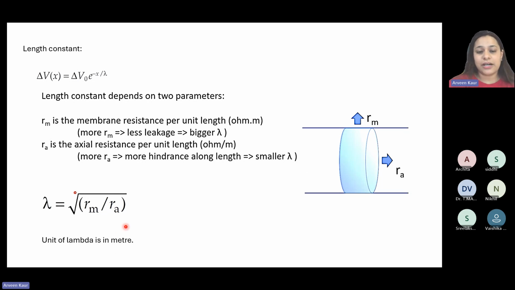So the unit of lambda over here is meter, and lambda is equal to under root Rm by Ra, right? So Rm is going to be ohm into meter, upon Ra, that is ohm upon meter. So under root meter square, and once the under root is taken off, the unit is going to be meter, right?